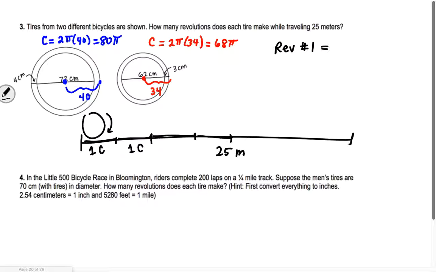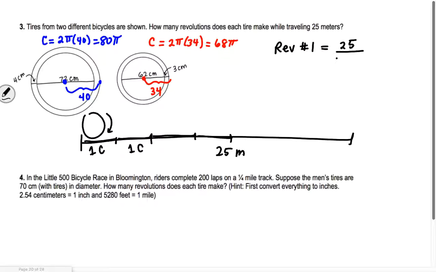How do I find it? What do I do? How do I find how many revolutions it makes? How many times it goes around? Divide by 25? Close. Not divide by 25 though. We take that length, which was the total length was 25, and we want to find how many times a circumference goes into it. Okay, does that make sense in the picture? So we have a total of 25 meters. We want to find how many of these C's fit inside of it. So we're taking our 25 meters and we're dividing by the circumference.